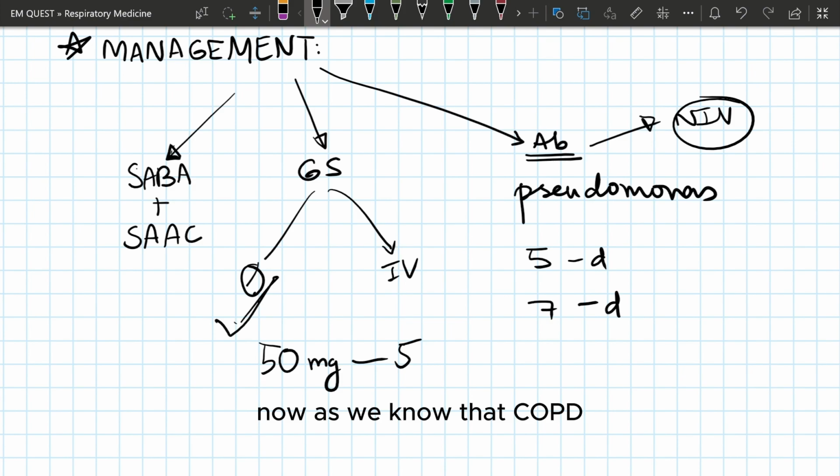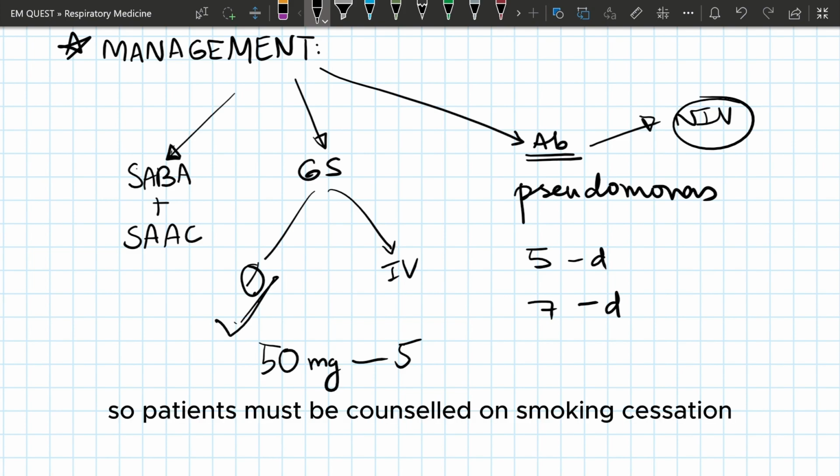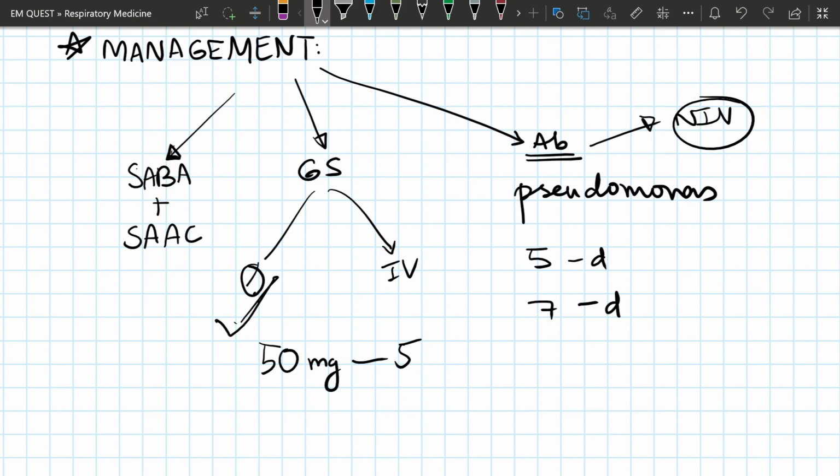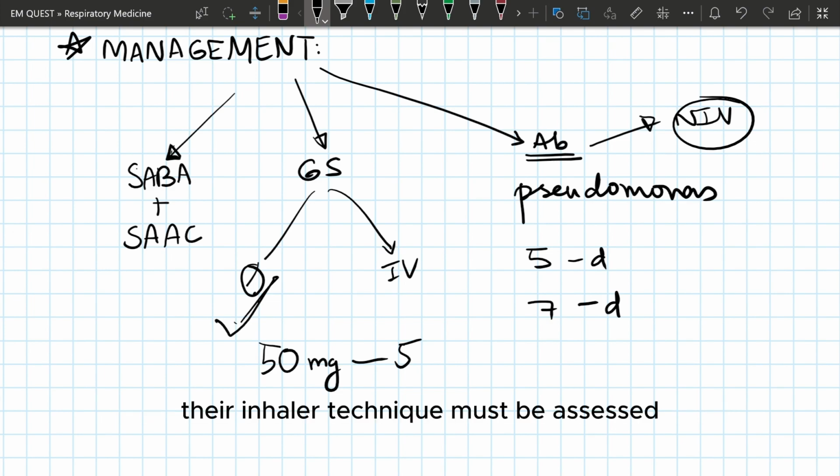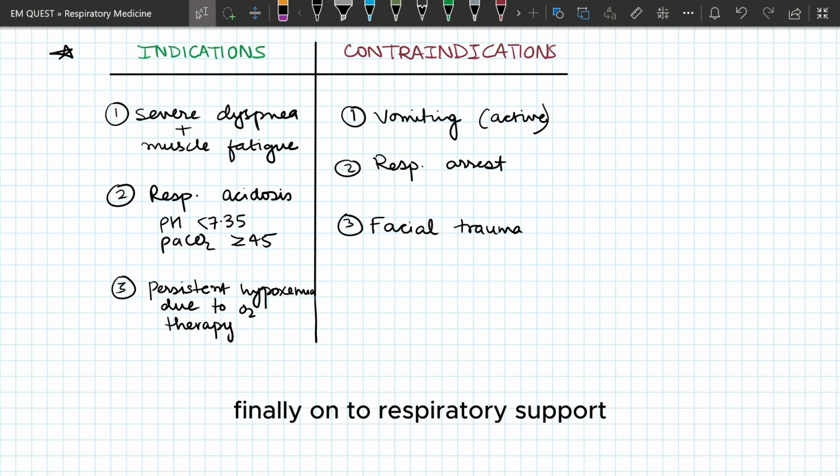Now, as we know, COPD is a disease that is caused by smoking, so patients must be counseled on smoking cessation. Their inhaler technique must be assessed. They should be up to date on their influenza and pneumococcal vaccines. Finally, on to respiratory support.